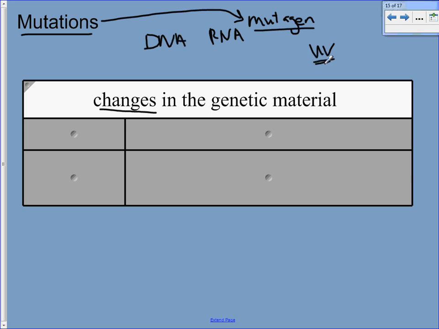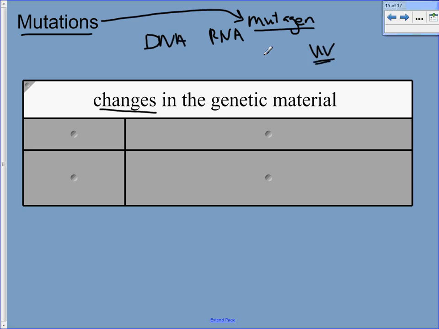So there are two kinds of mutations, and one is called a point mutation. Point meaning one spot. It's a change in a single nucleotide. So for example, if my DNA was supposed to say CGC, but then a mutagen comes along and changes it to CAC, that would be a point mutation. We only changed the middle letter here in the codon.